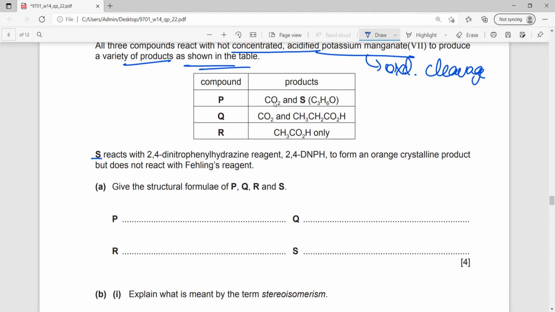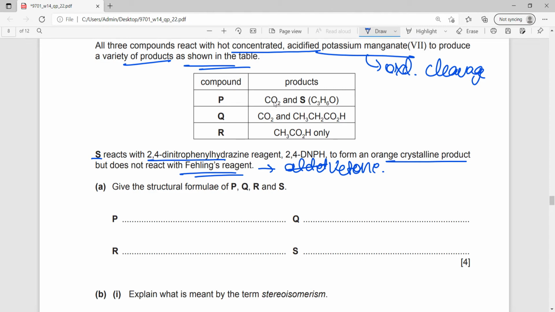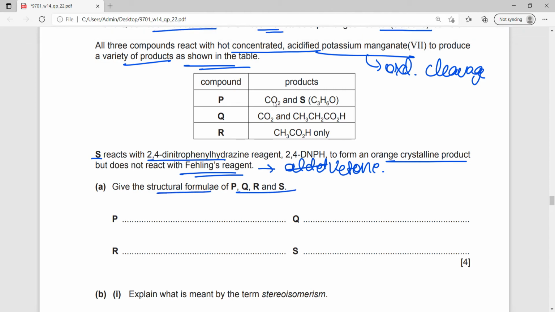S reacts with 2,4-DNPH to form an orange crystalline product, but does not react with Fehling's reagent. So that means it's an aldehyde. Sorry, not aldehyde, it's a ketone. But that would have been obvious once you took a look at the table. So give the structural formula of P, Q, R, and S.